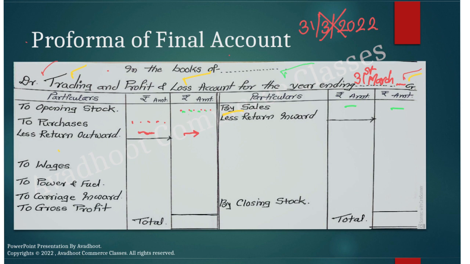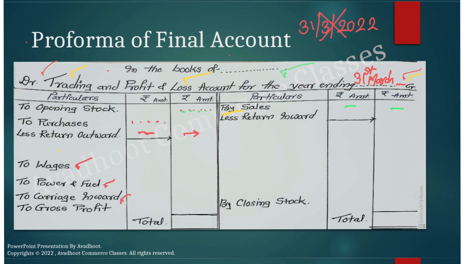If in the trial balance it is given as wages and salaries, then the first word is wages, so you have to write it to the trading account. And if it is given as salaries and wages, then you have to put it to the profit and loss account, because the first word is salary. Then power and fuel is there. Power and fuel we have to put to the trading account, which is required for the factory and machineries. Always it is there. Carriage inward.